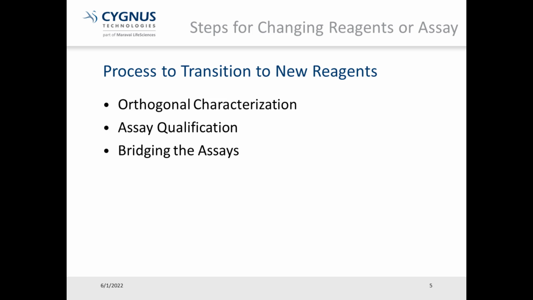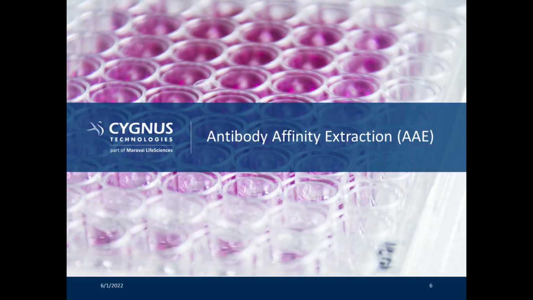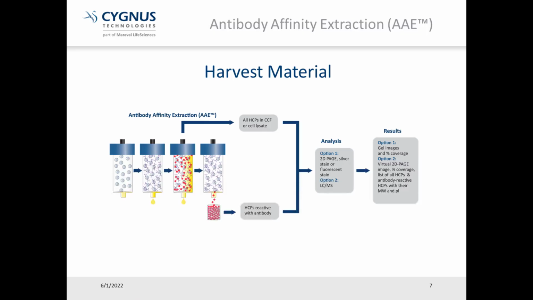So now that we've identified the types of reagent changes, let's look at what we can do to understand the impact of the changes made and the transition to new reagents. There are 3 steps we follow when transitioning to these new reagents. These are orthogonal characterization, assay qualification, and bridging. So we'll start by discussing coverage analysis, and specifically antibody affinity extraction.